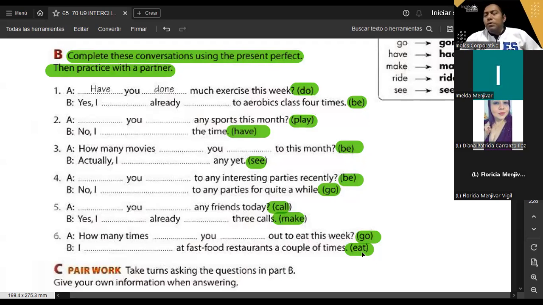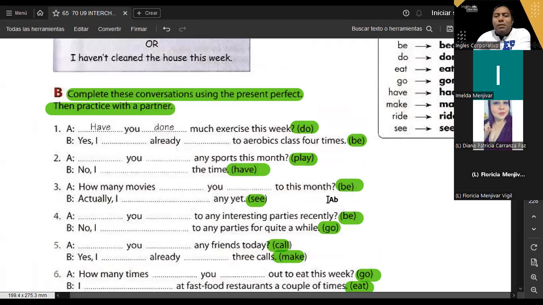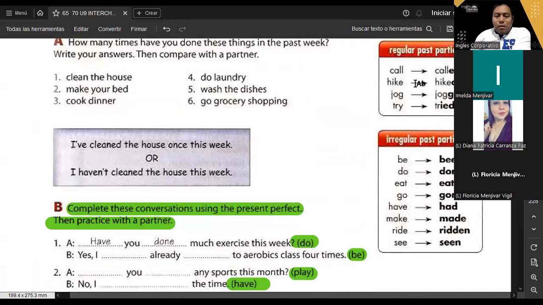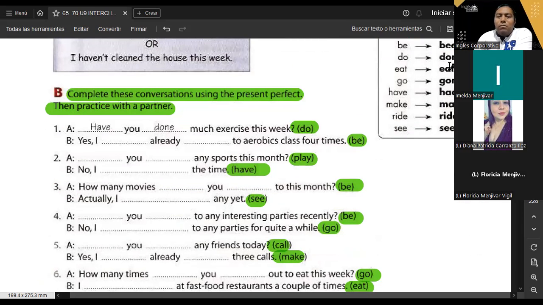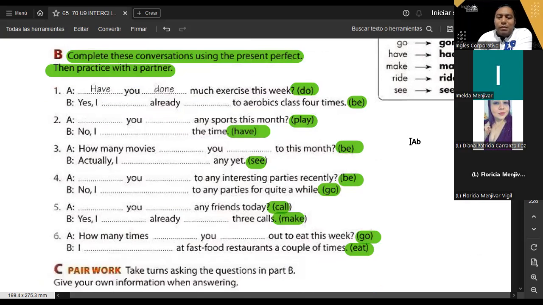If we are using the present perfect, we need the verbs in past participle, right? Tenemos que saber el pasado participio de do. Le voy a dar un momento para que las vea y me diga cuál es el past participle. Aquí tiene unas: call, called; hike, hiked; jog, jogged; try, tried; be, been; do, done; go, gone; have, had; make, made; write, written; see, seen.